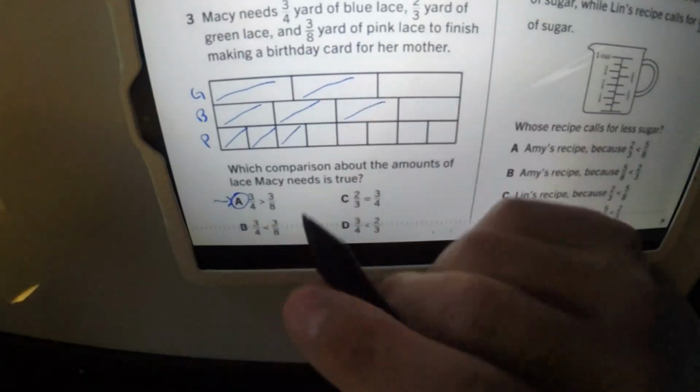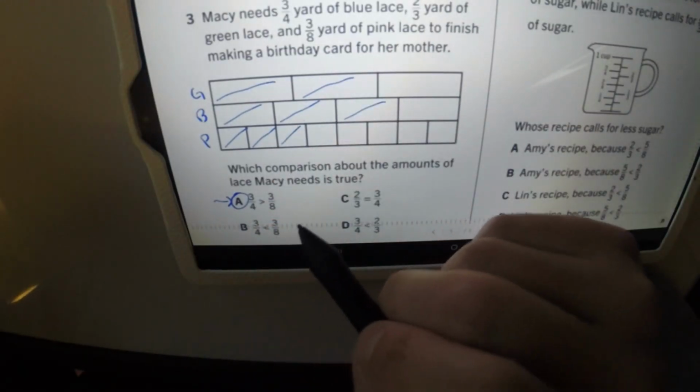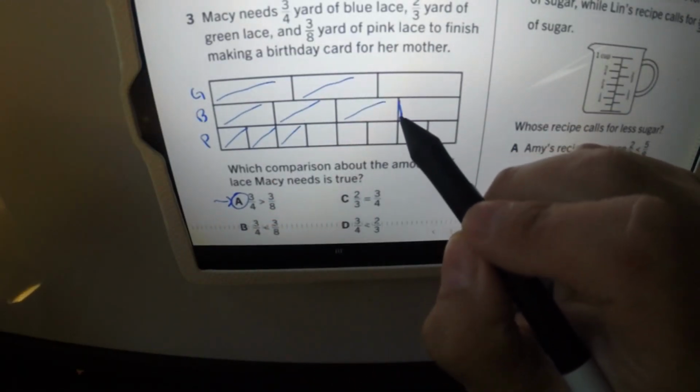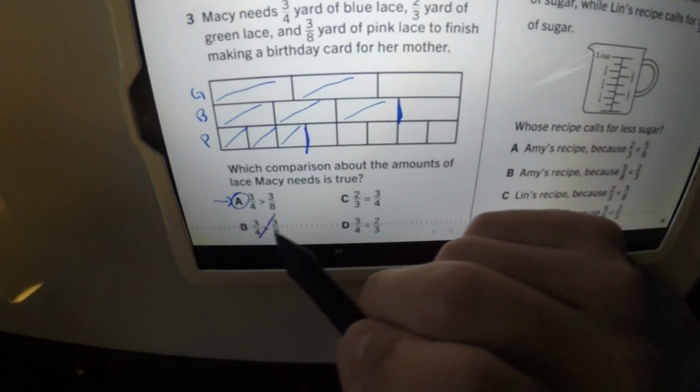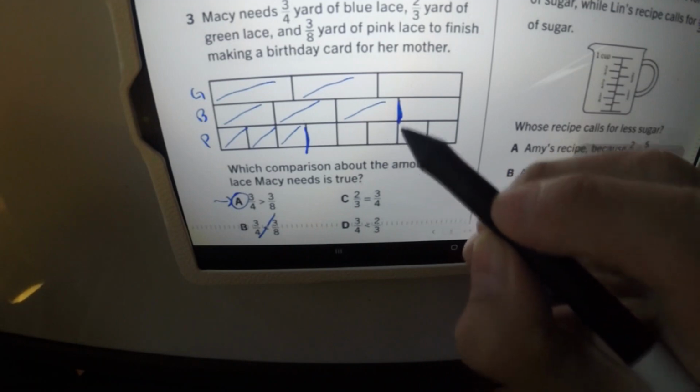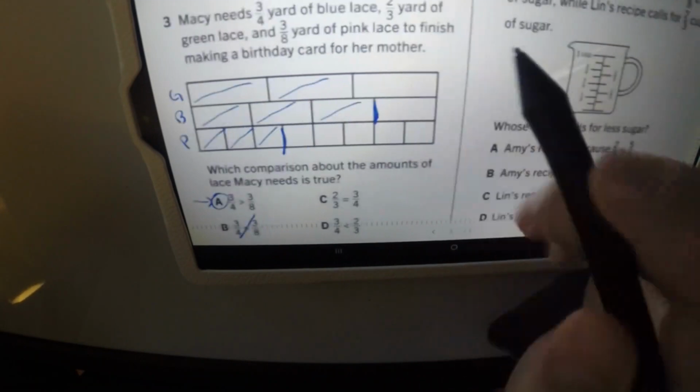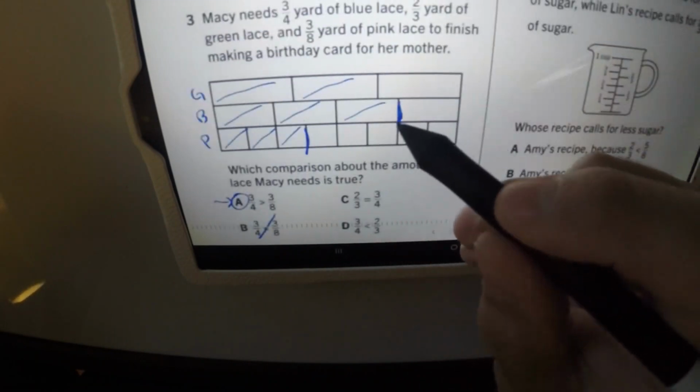B says 3/4 is less than 3/8. So they're saying this is smaller than this. Not true. We know that's not true. So that's not our answer. Just erase this.